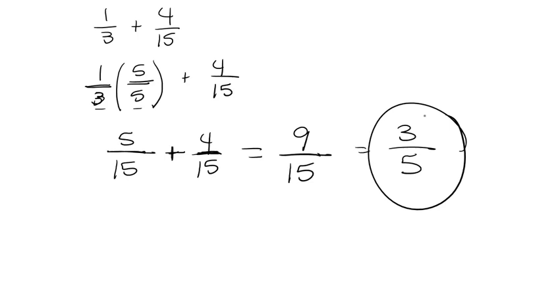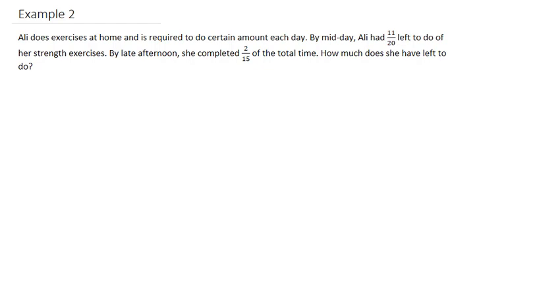So let's look at another example. Example 2. Allie does exercises at home and is required to do a certain amount each day. By midday, Allie had 11/20 left to do of her strength exercises. By late afternoon, she completed 2/15 of her total time. How much does she have left to do? So for this problem, we have 11/20, and then she completed another 2/15 of the total time. So that means we're going to subtract to get the remainder amount of time that she has left to do.